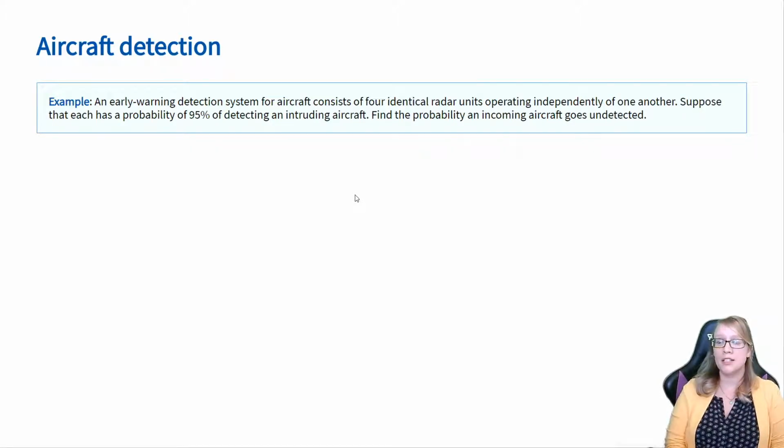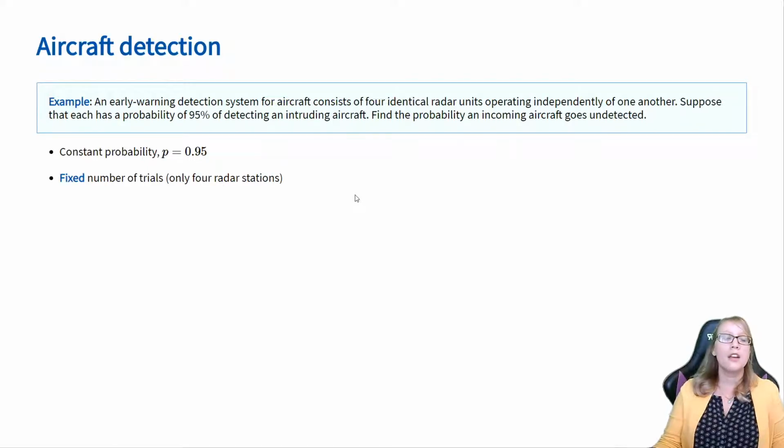We have an early warning detection system for aircraft that consists of 4 identical radar units operating independently of one another. Each one of them has a probability of 95% of detecting an intruding aircraft. We would like to find the probability that an incoming aircraft goes undetected. Now we have a constant probability that each unit detects the aircraft, 95% probability. There are a fixed number of trials. We only have 4 radar stations. If an aircraft goes undetected, all 4 of those radar stations will need to miss it.